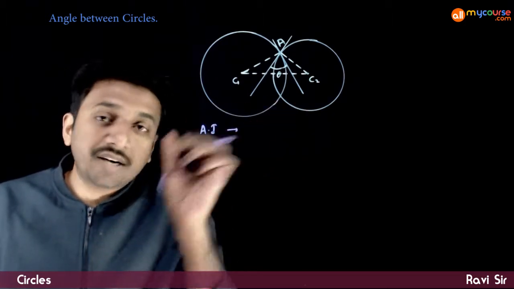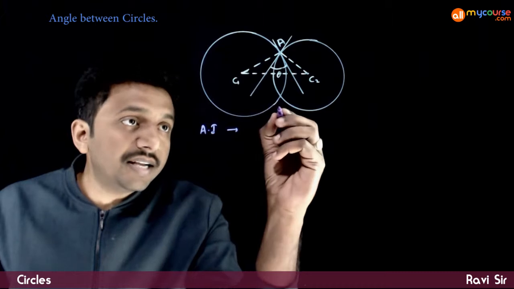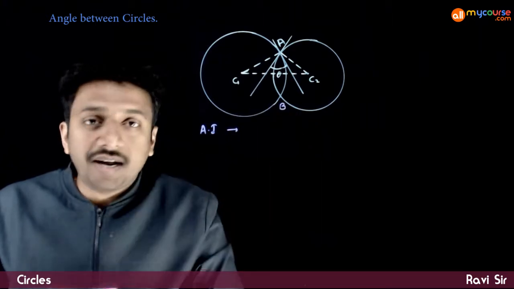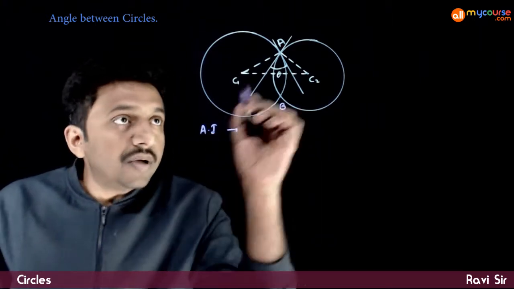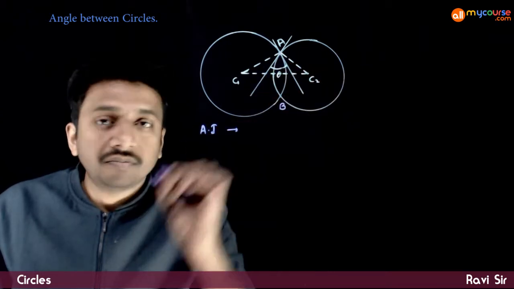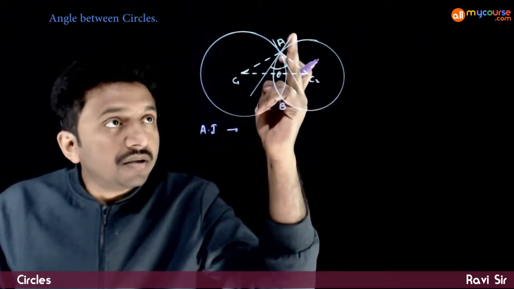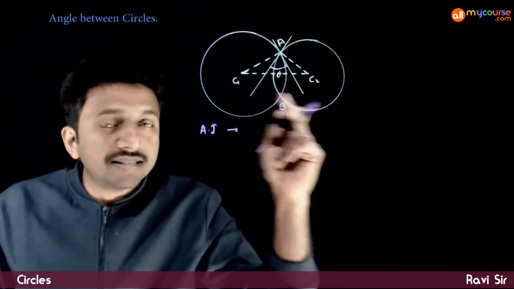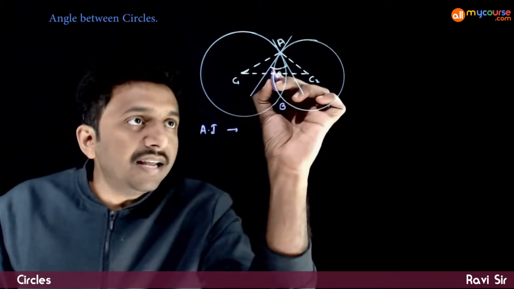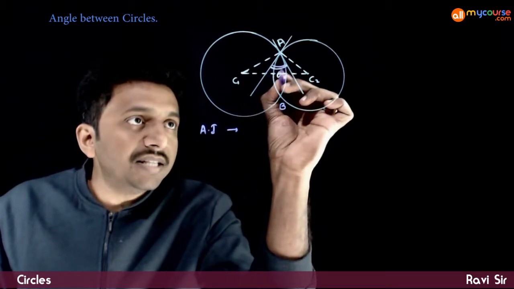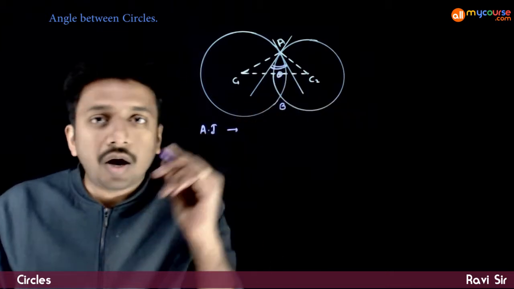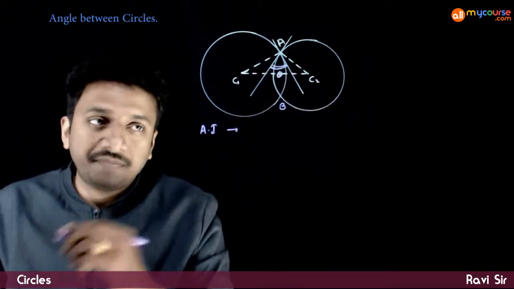Suppose that you have two circles. They are intersecting each other at two points A and B. At the point of intersection, draw the tangents for the first circle and the second circle. The angle between these two tangents is called the angle of intersection.